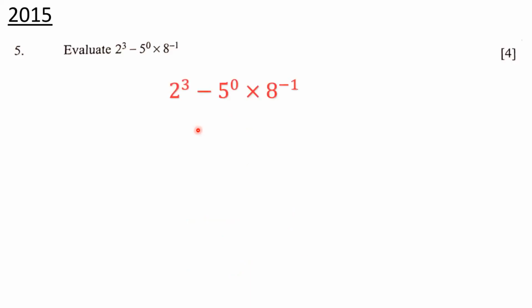We have 2 to the third power minus 5 to the power of 0 times 8 to the power of -1. This is very similar to the one we've done before. We know that 2 to the third power is 2 times 2 times 2, which is 8. We know that 5 to the power of 0 is 1, and any number to the power of 0 is also 1. And we know that 8 to the power of -1 is 1 over 8, because a number raised to the power of -1 is going to be 1 over that number.